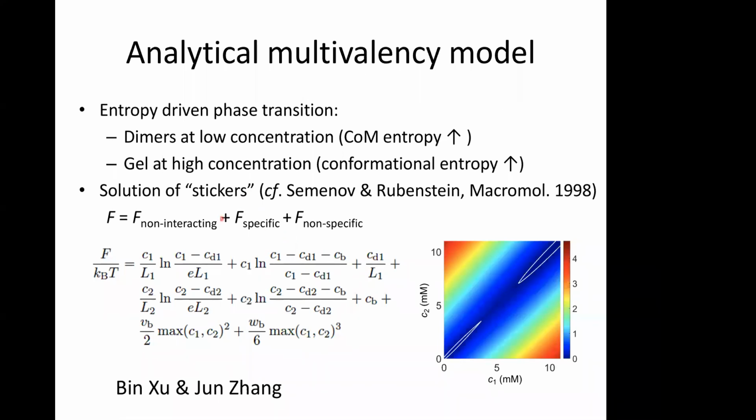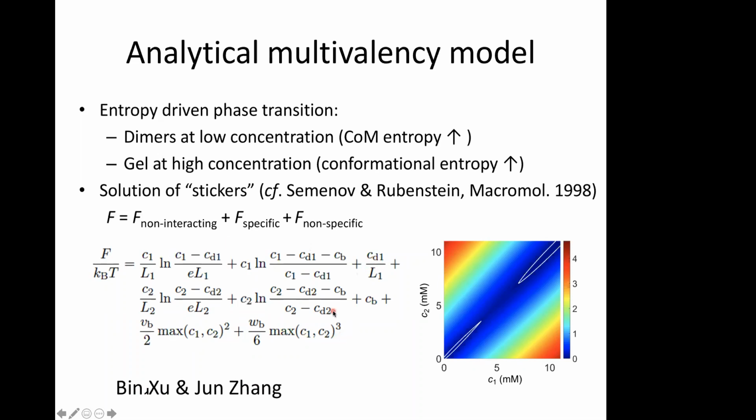And so I won't go into it, but we can write down a free energy density just the way that Semenov and Rubinstein did, or that Flory and Huggins did, now including the fact that there are these two different types of domains on these polymers. One polymer has lots of SUMO domains, one has lots of SIM domains. And I want to thank my student Bin and Jun Zhang, who you heard from this morning, who were responsible for doing the hard work, not only doing the simulations, but also deriving this formula.